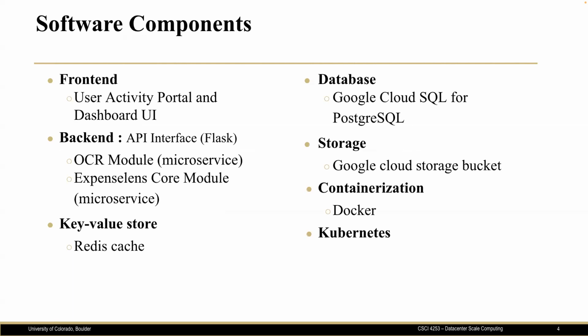For the backend functionality, we have implemented two dedicated microservices. One is the OCR module, and the second one is the ExpenseLens core module. We have used Redis as the caching service, and our persistent data storage is the Postgres service by GCP. So we are using this database to store crucial information like user login details, then user receipt mappings, and all the categorized information and the receipt details.